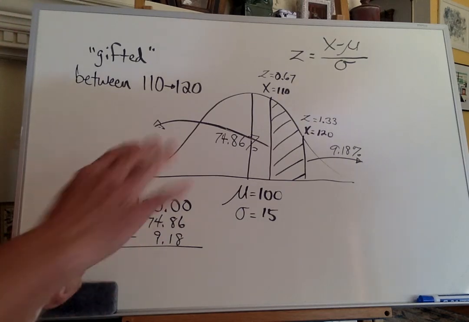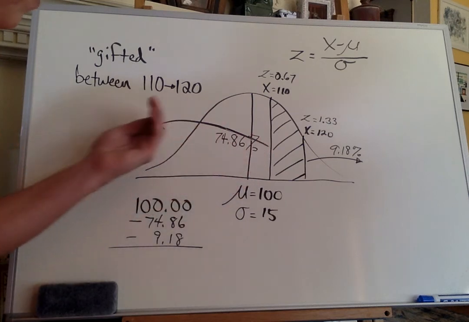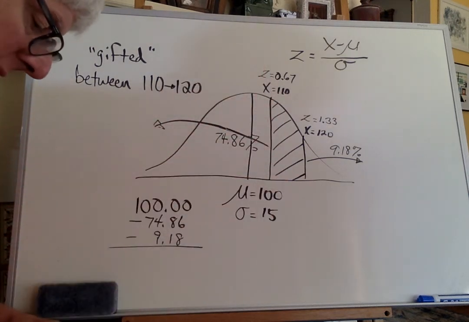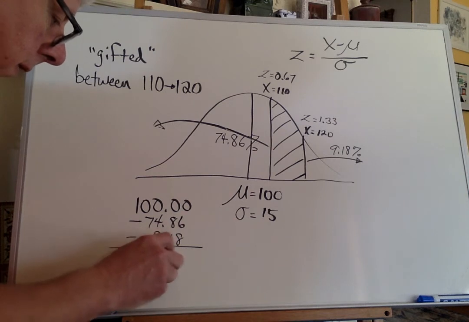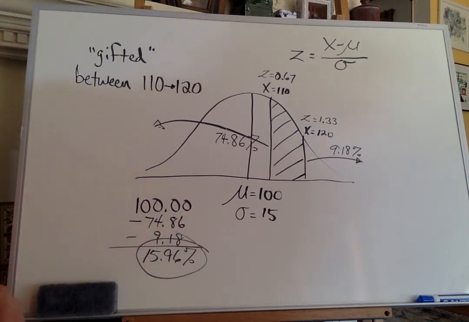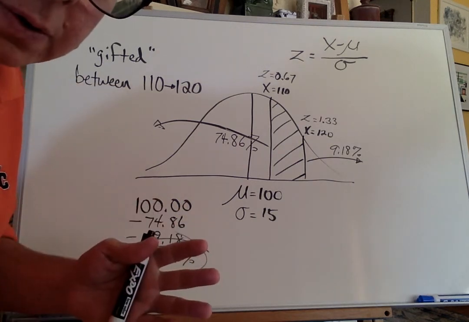I cut off the tail at 1.33. I cut off the body at 0.67. What is my slice that's left over? 100 minus 74.86 minus 9.18. We're left with 15.96. Once again, figure-outable.